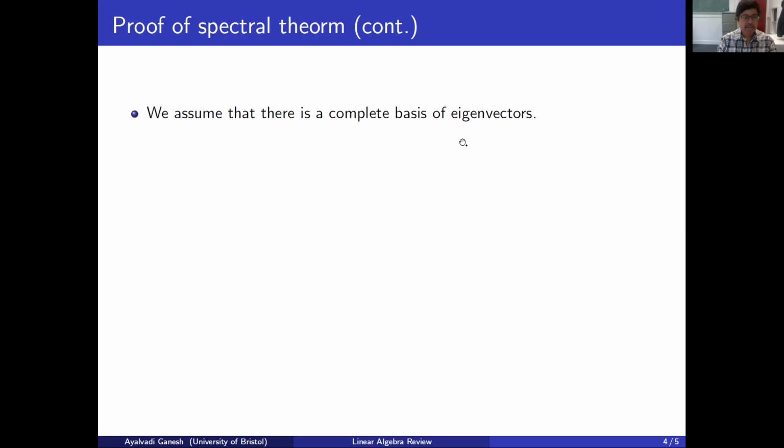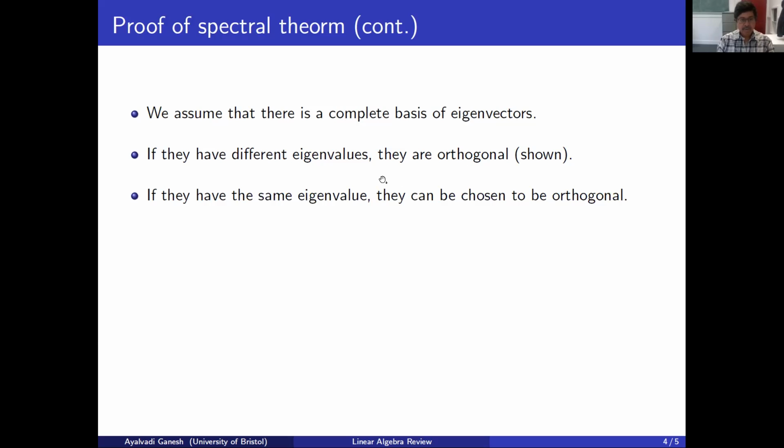So we have a complete basis of eigenvectors. If you take that for granted, then we've already shown that if these eigenvectors correspond to distinct eigenvalues, then they are orthogonal. What if an eigenvalue is repeated, say 3 times, and you have 3 eigenvectors corresponding to it? Maybe they are not orthogonal to start with, but my claim is that they can be chosen to be orthogonal. That's just Gram-Schmidt orthogonalization, which you've seen.